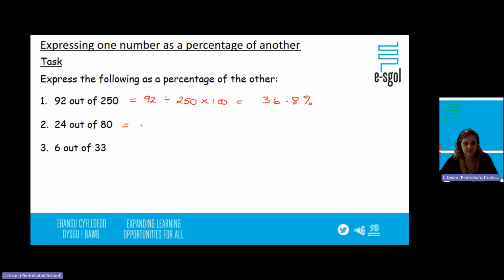Okay, next one, I'm going to decide for whatever reason to write it slightly differently. It means exactly the same thing, remember. 24 out of 80, 24 divided by 80 times by 100, giving you 30% for that one. And then the final one, I'm going to go back to doing divide just because I want to. So 6 divided by 33, multiplied by 100, answer.